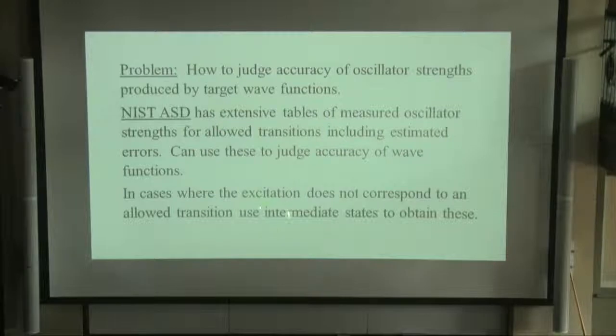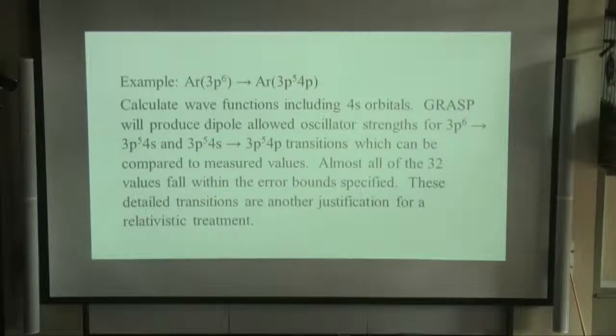Well, what happens if we don't have an allowed transition, if we're looking at the ground state to the P level? That's not an allowed excitation. Well, one can always look at the case where you throw in the 4s orbitals. So when you're doing this GRASP calculation, you can put in whatever you like in the way of target orbitals.